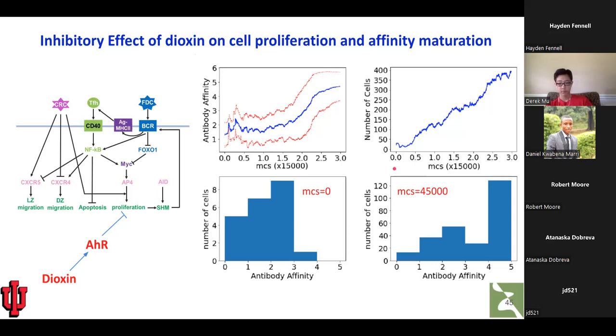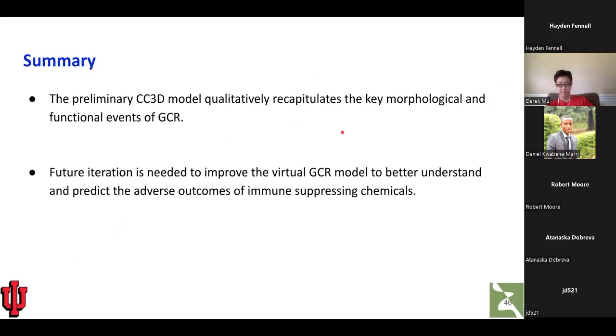So just as a quick summary, this preliminary CC3D model qualitatively sums up the key events of GCR, and future iteration is needed to improve the model so that we can better understand and predict the adverse outcomes of immune suppressing chemicals.